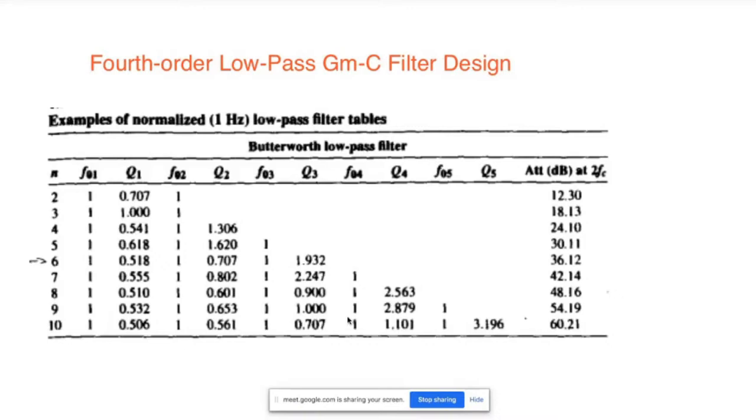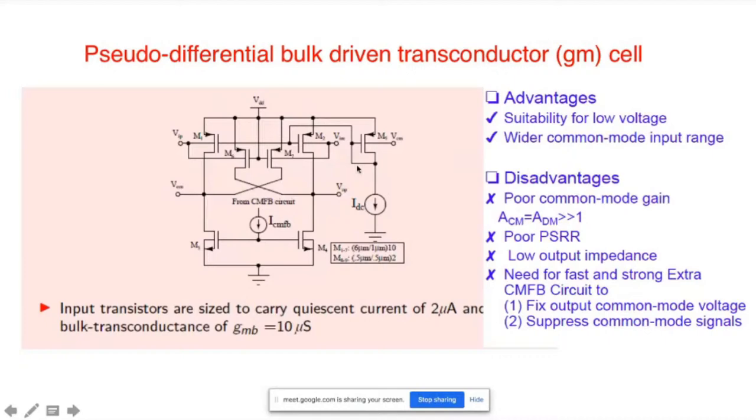Now, in our case, we have designed a pseudo differential transconductor, that is, a GM cell. So now what is this differential and pseudo differential? In the differential case, the output current is going to be divided into two legs, and then you will have a common current source which will take care of the shifting of the current.